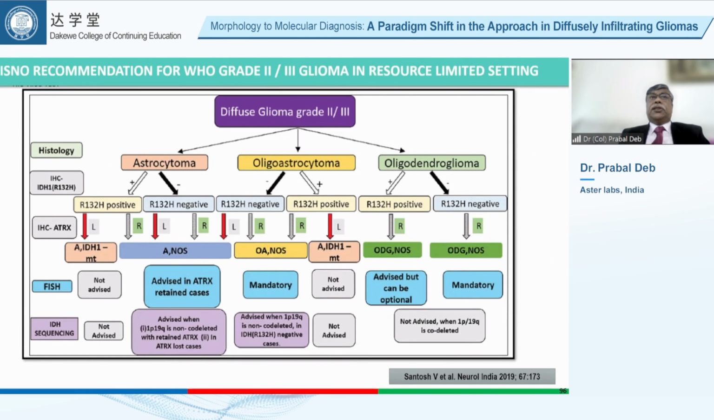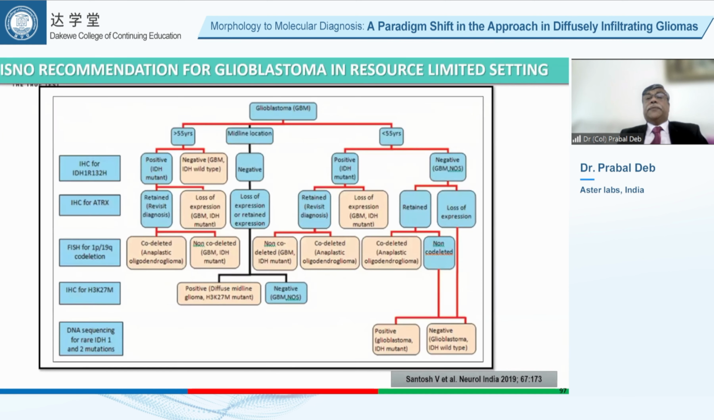So this is a recommendation given at the consensus in the Indian scenario, based on IHC for IDH1 R132H clone, along with ATRX and limited FISH. And in very few cases, IDH sequencing, one can have a proper workup, at least to observe whatever were the recommendations of WHO 2016.